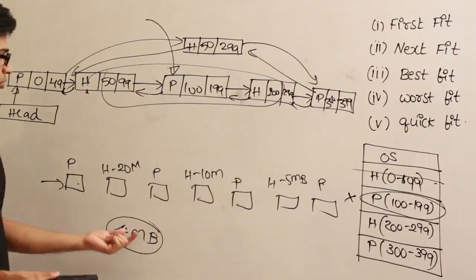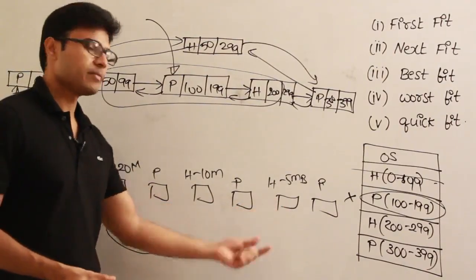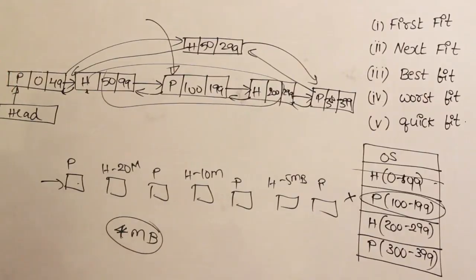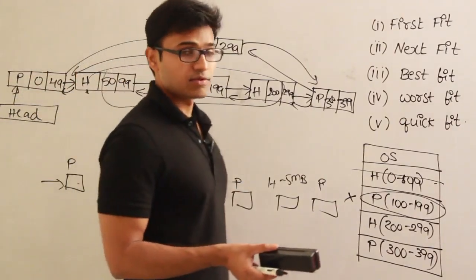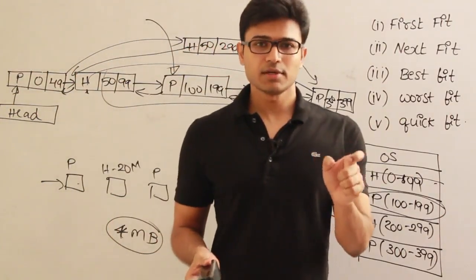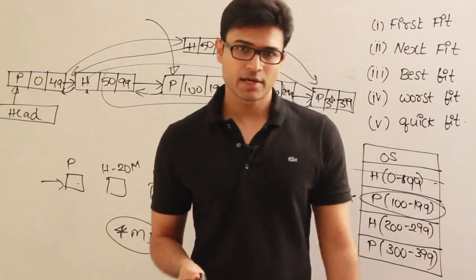Then it will allocate the process with the smallest hole possible, which means it will allocate the process with 5 MB, right? So what will first fit do? First fit would have allocated 20 MB, but best fit would allocate 5 MB. The idea behind it is, if you allocate the smallest hole possible, then it will not waste a lot of space. That is the idea behind it.